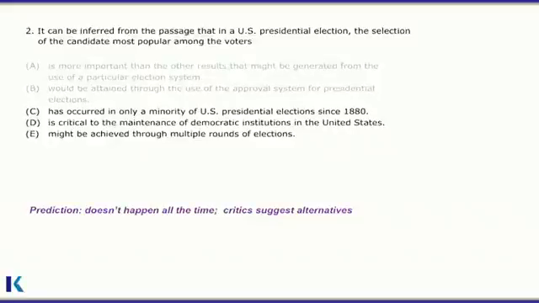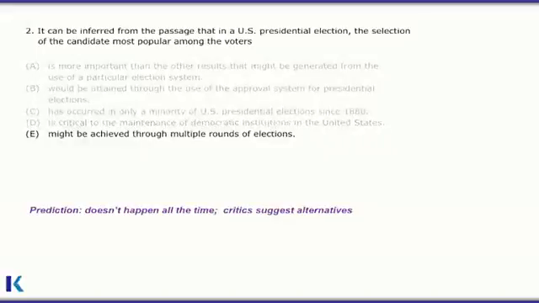In choice C, has occurred in only a minority of the United States presidential elections since 1880 sounds a little familiar. The author mentioned 1880 in paragraph 1, but this is a distortion of that detail. It actually occurred in the majority of elections. And finally, D is critical to the maintenance of democratic institutions in the U.S. Democratic institutions are not mentioned, and so again, this is outside of scope.